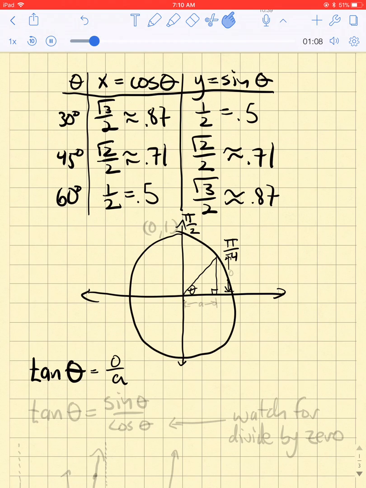Things to watch out for when we graph this is that since we're defining a function based on the ratio of two other functions, watch out for divide by zero. Meaning that when the cosine of theta is zero, then the tangent of theta is going to be undefined, because no matter what we have for the sine of theta, we can't have the denominator go to zero, because we can't divide by zero.